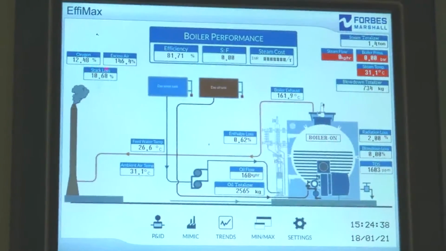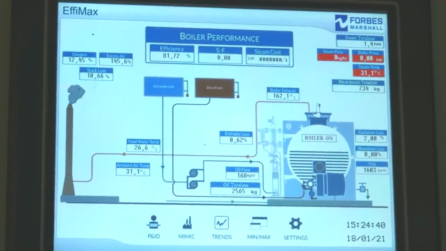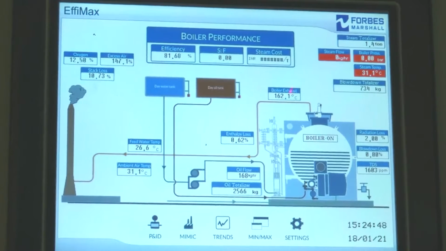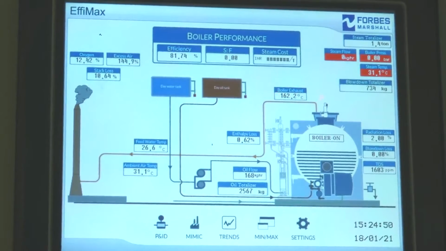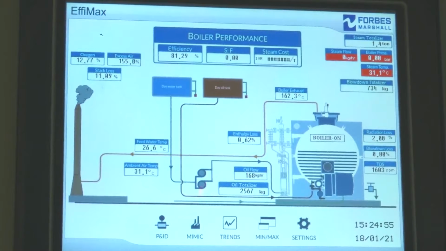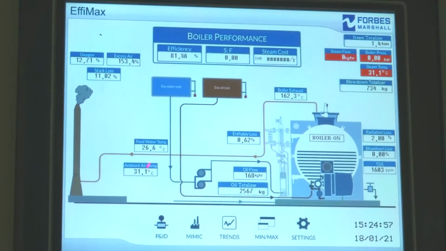Now we can see the excess oxygen percentage is 12.5. Then the second thing is the boiler exhaust temperature, 162.2. The oil flow rate is 168 kg per hour. Ambient temperature is 31.1 degrees Celsius. Okay, so these are the things we are going to use in the calculation.